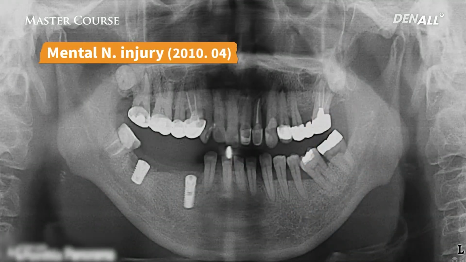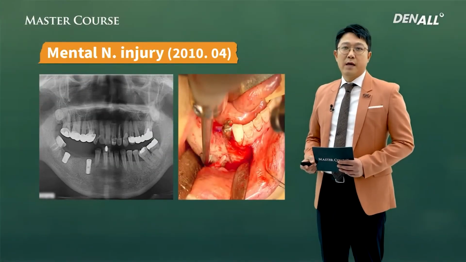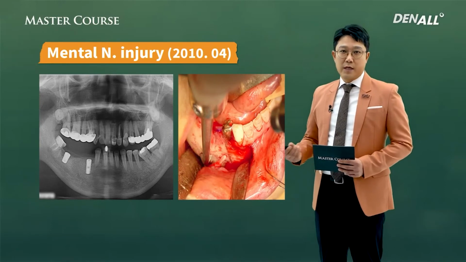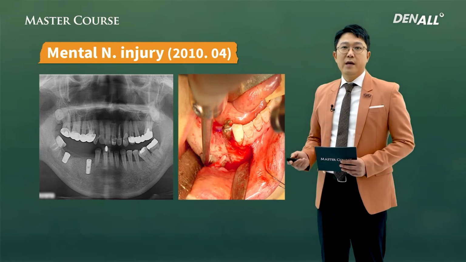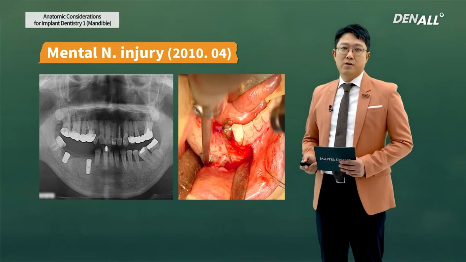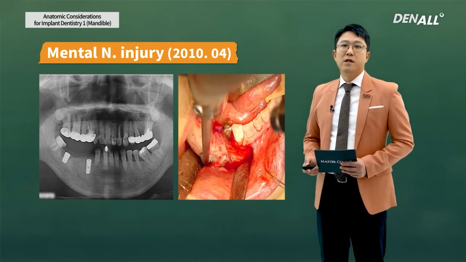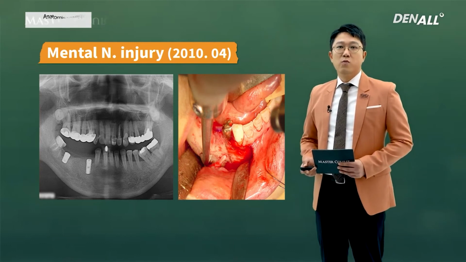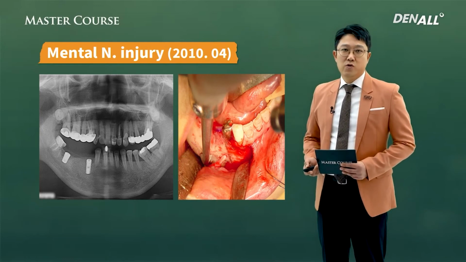Next case, a releasing incision was made and the mental nerve was injured. After implant placement, bone graft is done to pull soft tissue. A releasing incision was made. The mental nerve was checked, so the incision was made avoiding that nerve, but the sensation problem lasted 1.5 years. Therefore, when you place an implant in the mental nerve area, soft tissue needs to be handled with care.